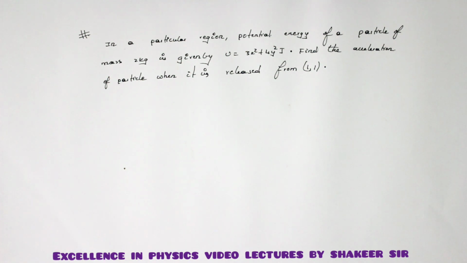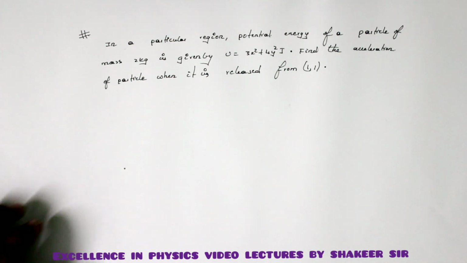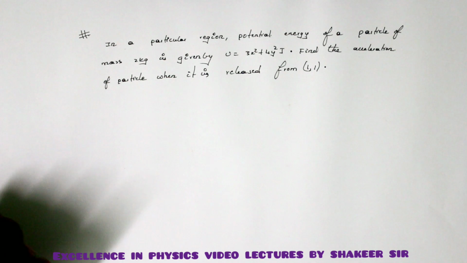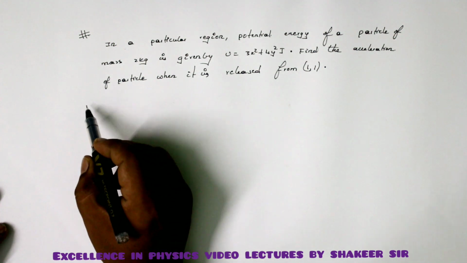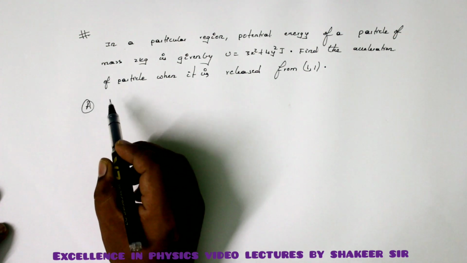In a particular region, potential energy of a particle of mass 2 kg is given by U is equal to 3x square plus 4y square joules. Find the acceleration of the particle when it is released from a position of (1, 1). So this is the given condition. So let us see how we can solve this problem.